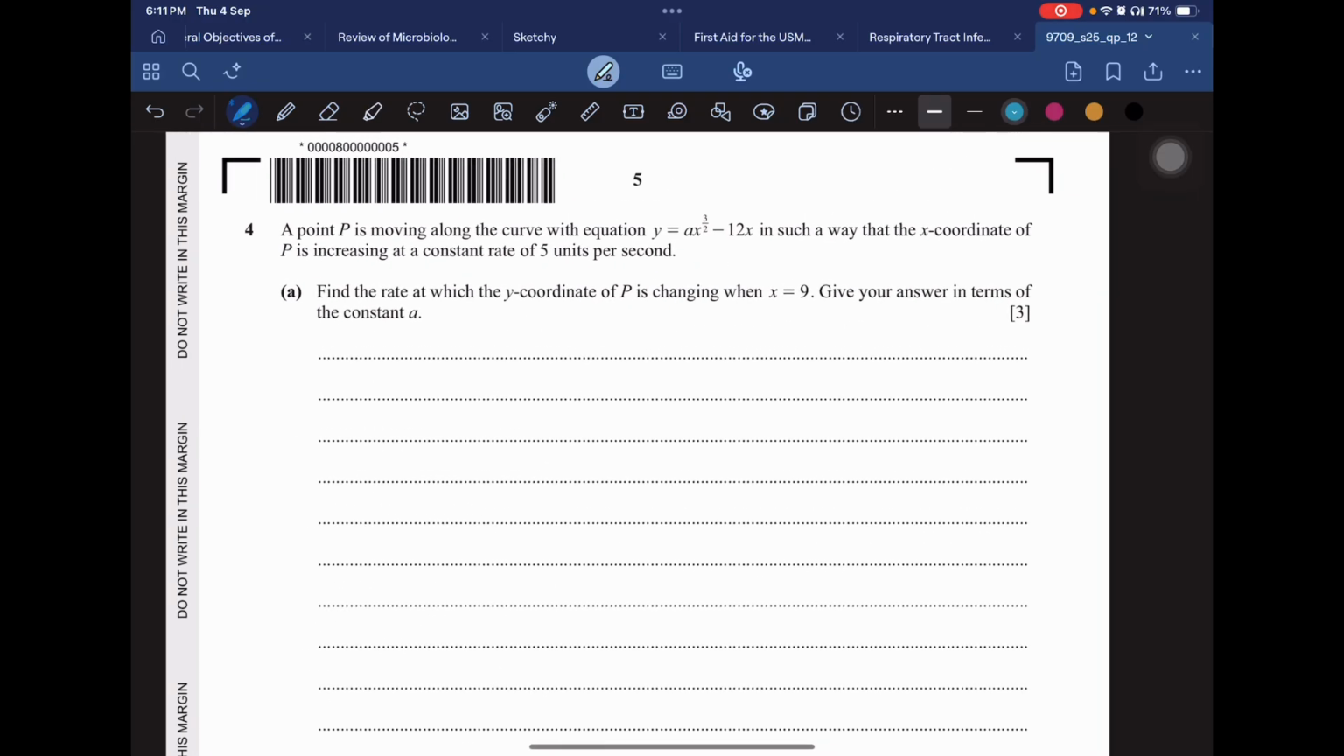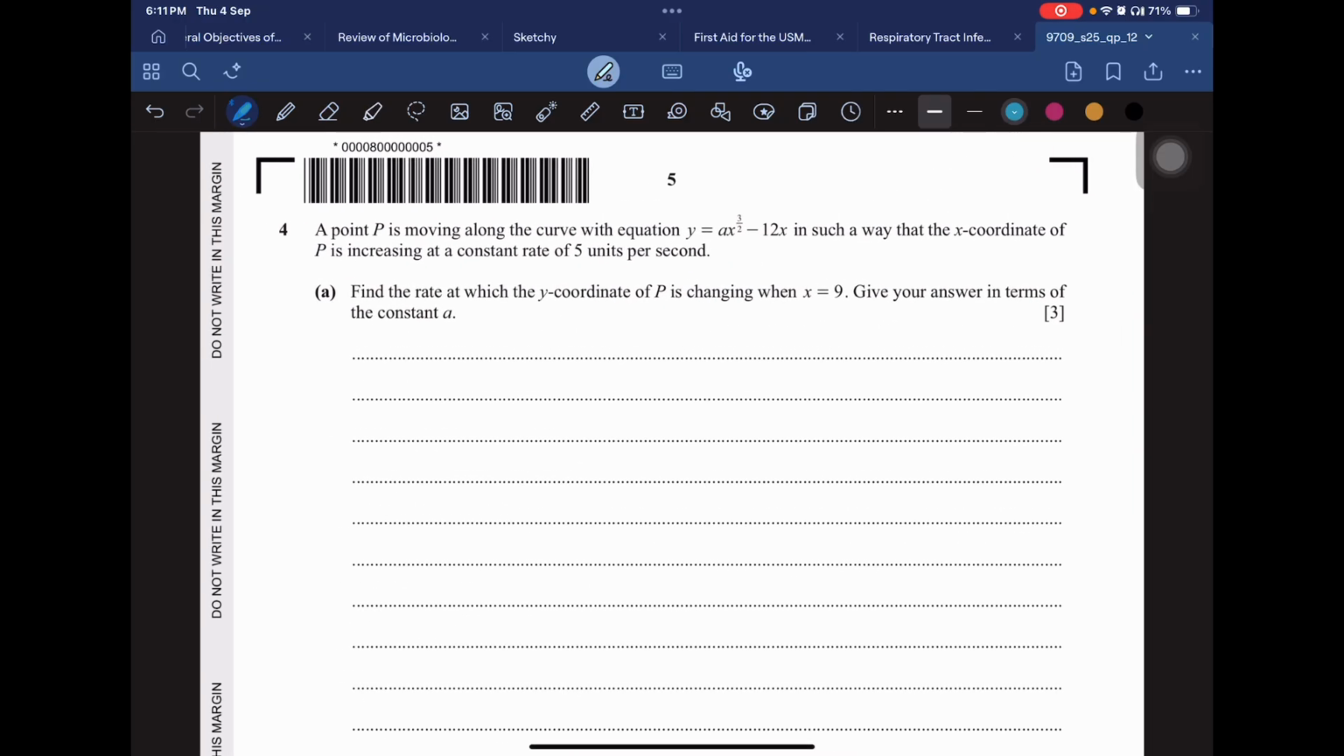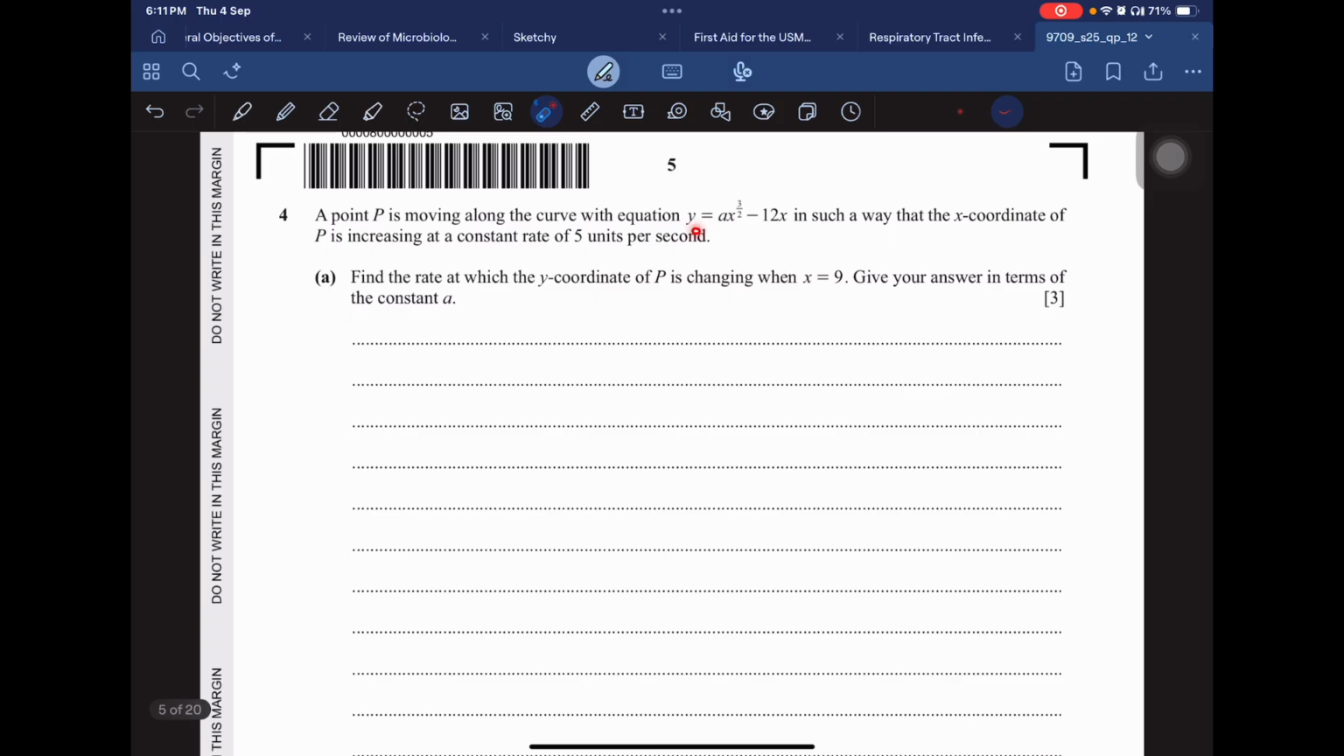Question number 4. So a point P is moving along the curve with equation y equals ax power 3 upon 2 minus 12x in such a way that the x coordinate of P is increasing at a constant rate of 5 units per second. Okay. Find the rate at which the y coordinate of P is changing when x equals 9. Give your answer in terms of the constant a.